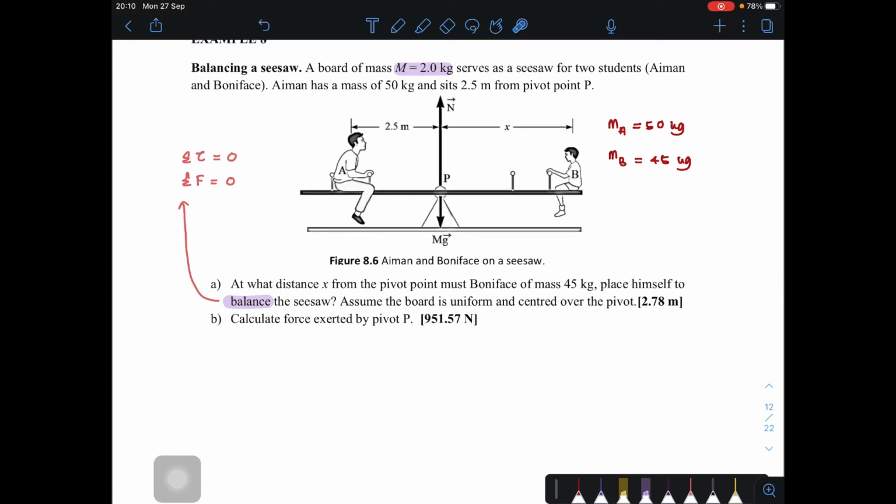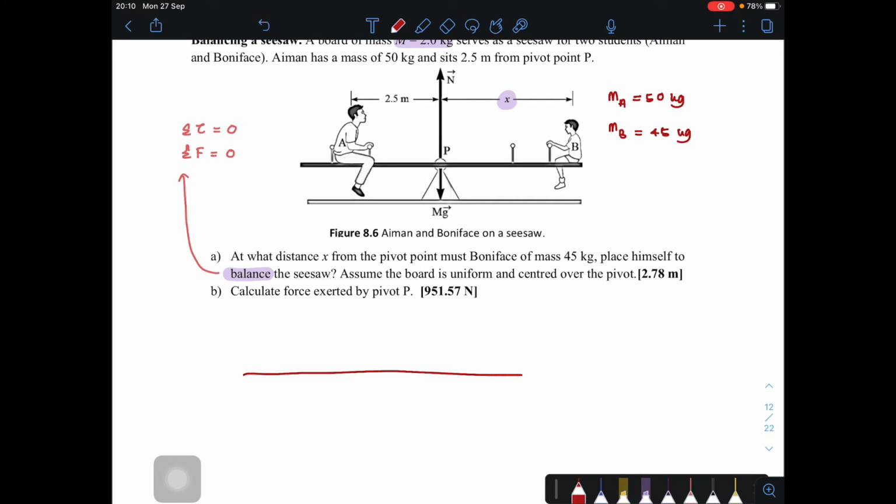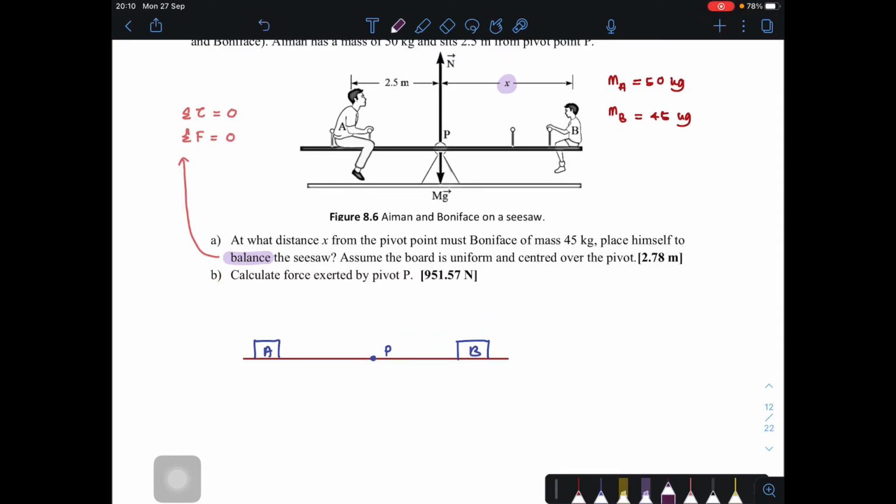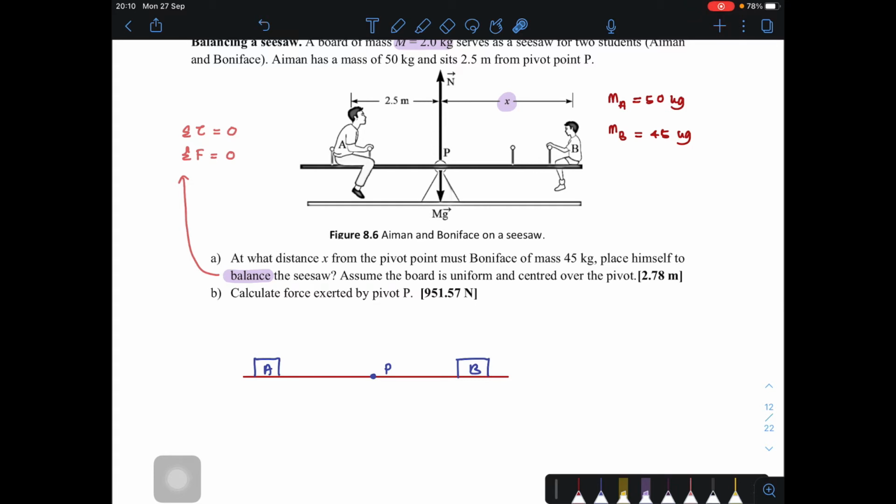Okay, so now, in order to find this value for x, first, let's draw it so that we can see more easily. So, we have Aiman here, and then we have Boniface here, and then in the middle is point P, where point P is also the pivot point. So the pivot point is not necessarily at the center, it depends on the question. But when we want to identify the weight force of the beam, sorry, not the beam, the board. So this is the board.